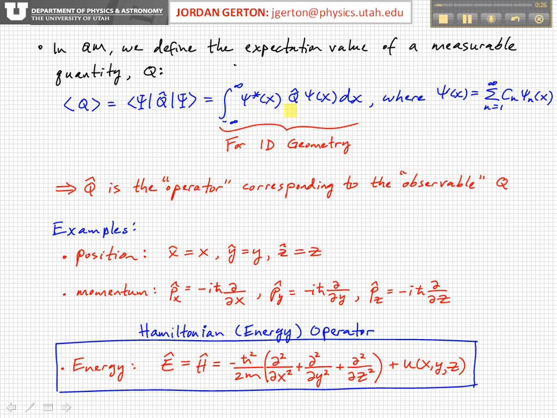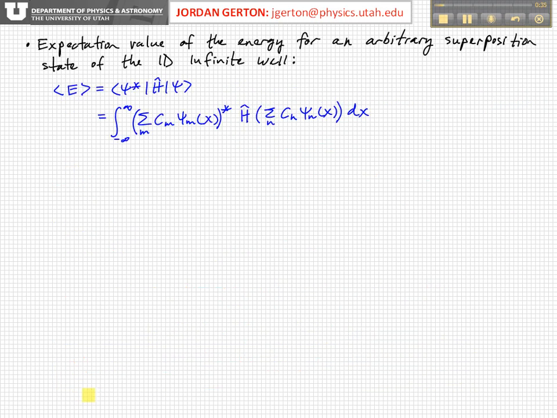And again, this depends on the geometry. For a 1D potential well, you go from 0 to L. Then what we'll get back is the expectation value of the energy, or the average value of the energy. Okay, so that's what I've shown here.